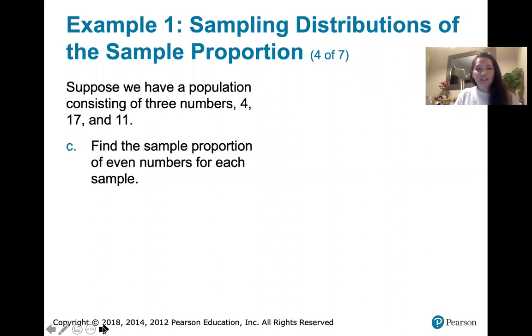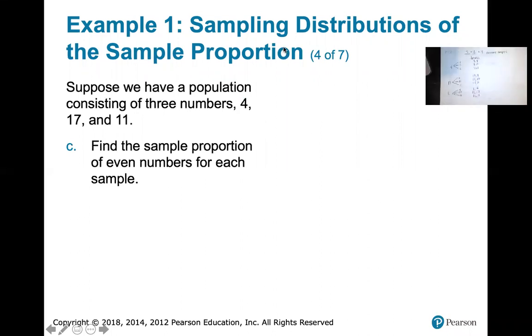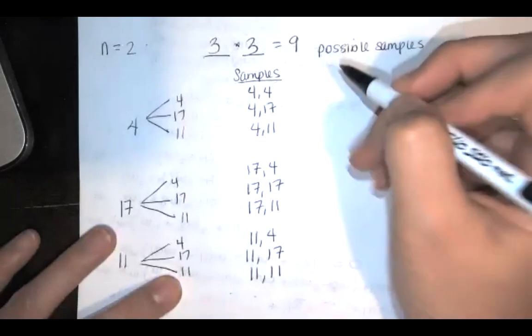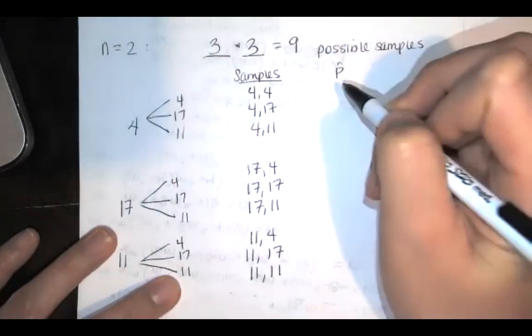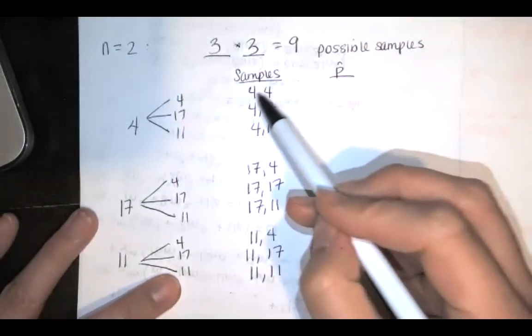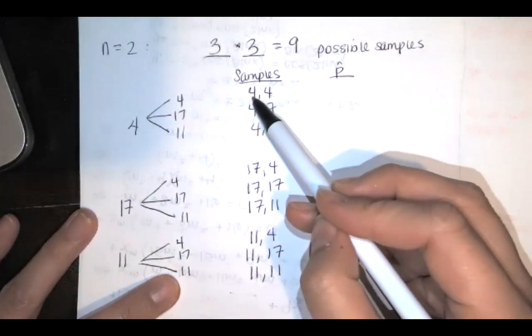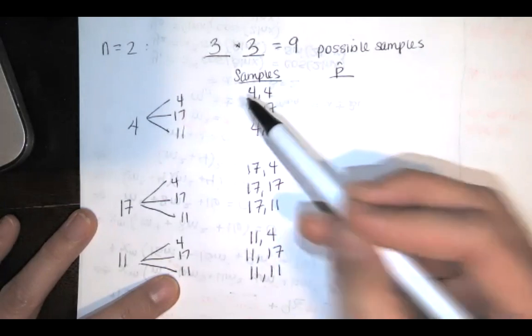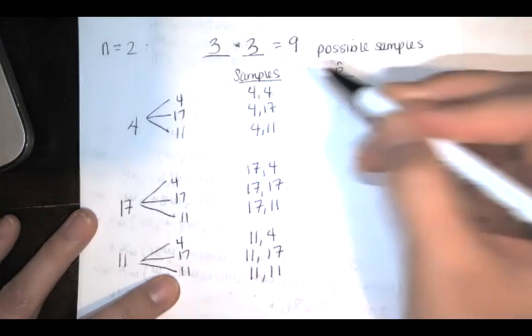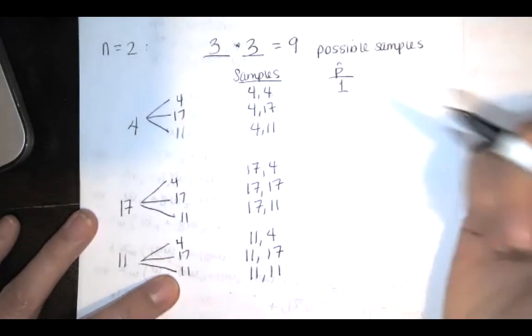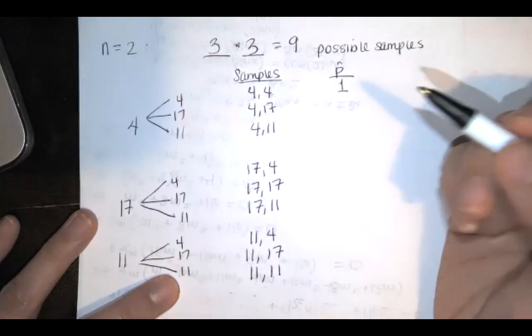You'll see some possible samples are listed as ordered pairs when you're doing your homework. Now, the next part of the question asks us to find the sample proportion of even numbers for each sample. I'm going to do this on my paper as well. So I want p hat for each of these. Well, I've got 2 outcomes here, and both of those outcomes are even. So the proportion of even numbers here is 2 out of 2, which is 1.